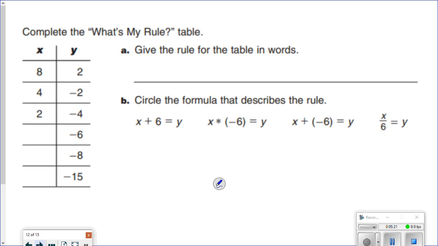Complete the what's my rule table. Give the rule for the table. So I've got to figure out, how does 8 get to 2? How does 4 get to negative 2? How does 2 get to negative 4? So let's just take a look at these things.